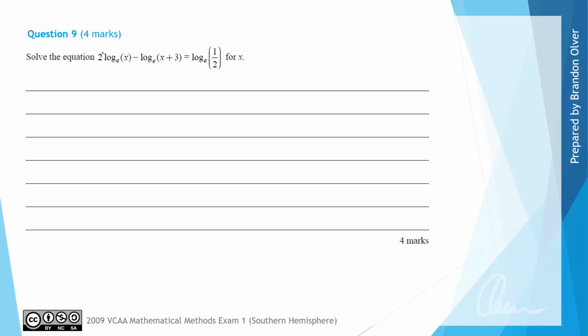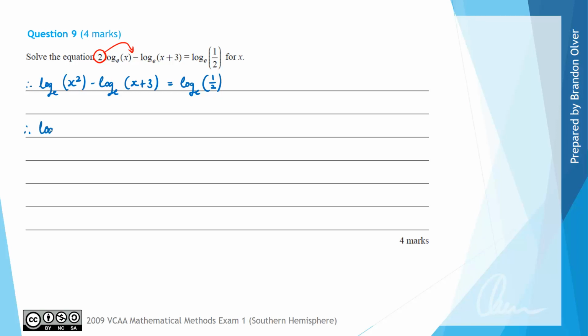So the first thing we're going to do is use one of our log laws that says we can take a scalar multiple out the front and put it up as a power. So therefore our equation becomes log e of x squared minus log e of x plus 3 equals log e of 1/2. Next, when we subtract two logarithms, we can simply divide whatever's inside.